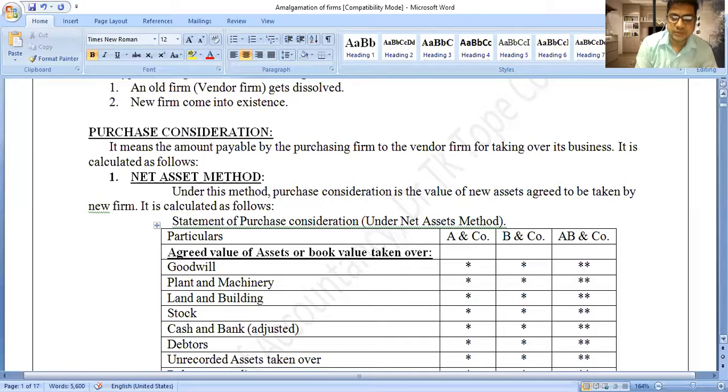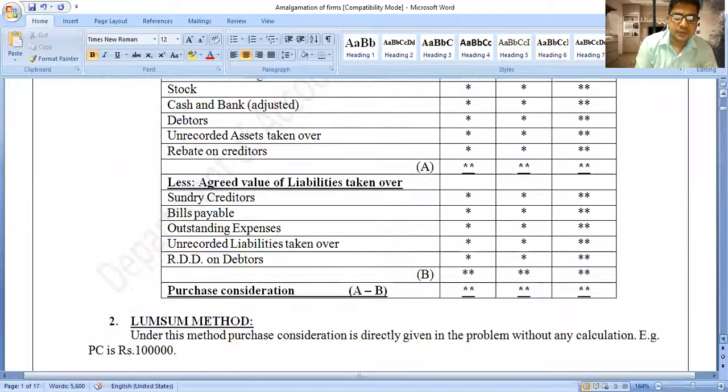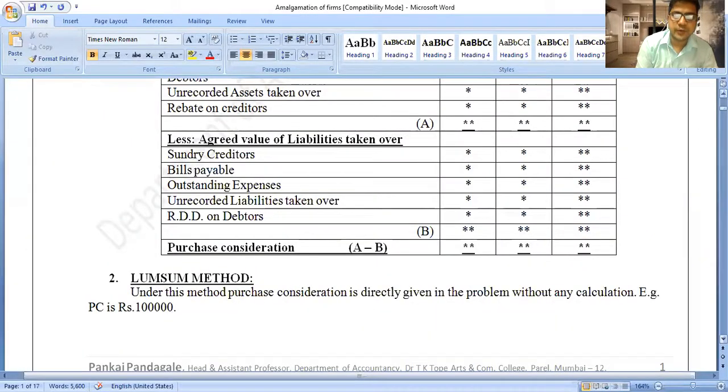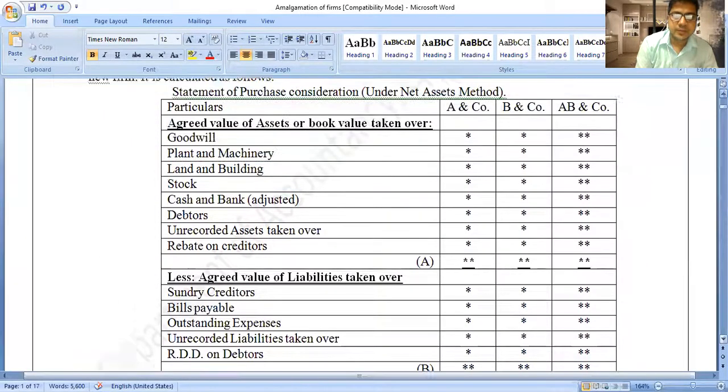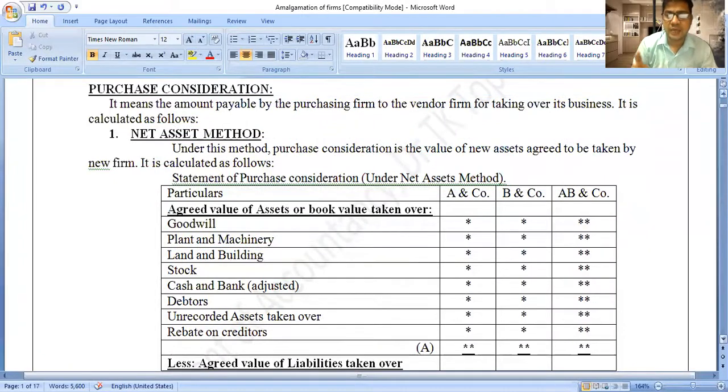You have to put these details in your notebook. Write in your notebook about this purchase consideration. Sometimes they may ask a short note question, short note on purchase consideration. So you should know about these things. These things you have to keep in mind.